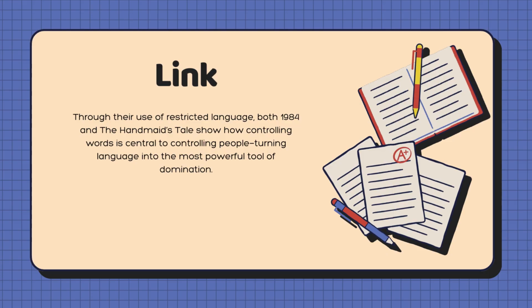So let's wrap it up. Through their use of restricted language, both 1984 and The Handmaid's Tale show how controlling words is central to controlling people, turning language into the most powerful tool of domination. This link sums up the key idea really smoothly. It brings us back to the big concept of control and reminds us that language isn't neutral in these texts. It's a weapon. So, for your link, you can either summarize what the paragraph showed or connect it to your next idea. Just make sure you finish your paragraph with a purpose.